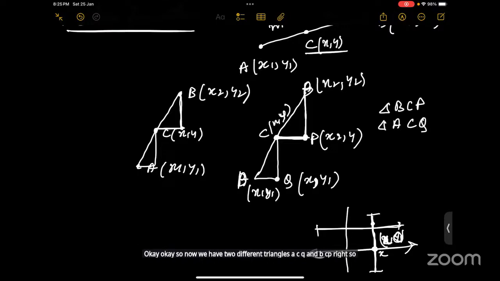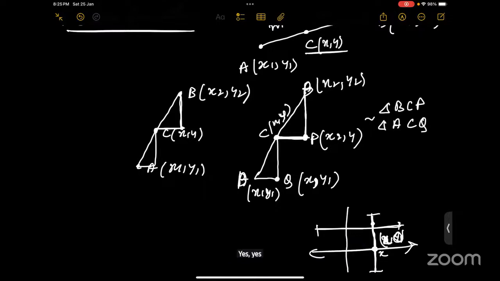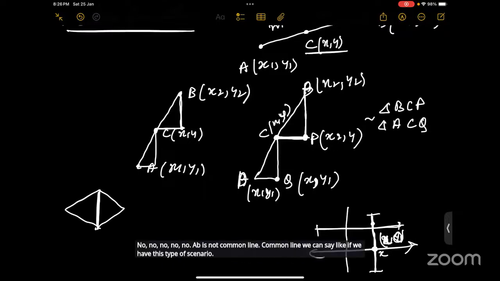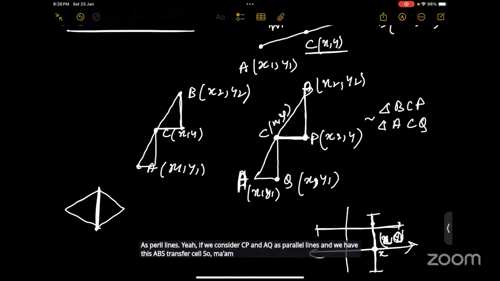So these two triangles will be similar. But how? Anyone? How are they similar? AB is a common line, then angle PQ is 90. AB is not a common line. We can call a line a common line if we have this type of scenario, so AB is not a common line. Ma'am, if we consider CP and AQ as parallel lines and we have this AB as transversal, then the angles BCP will be equal to CAQ.